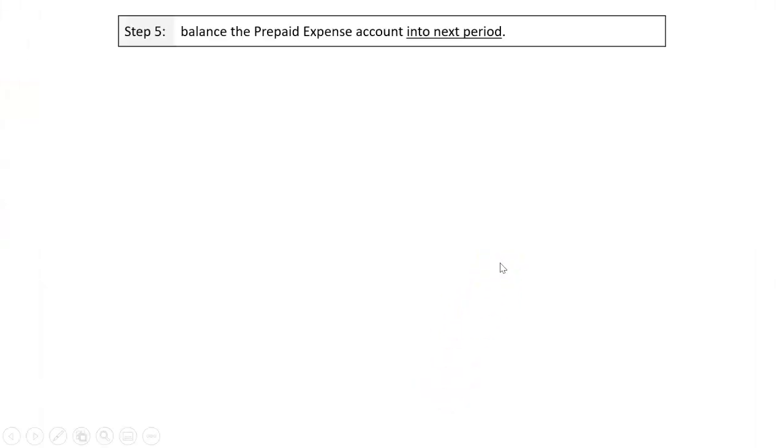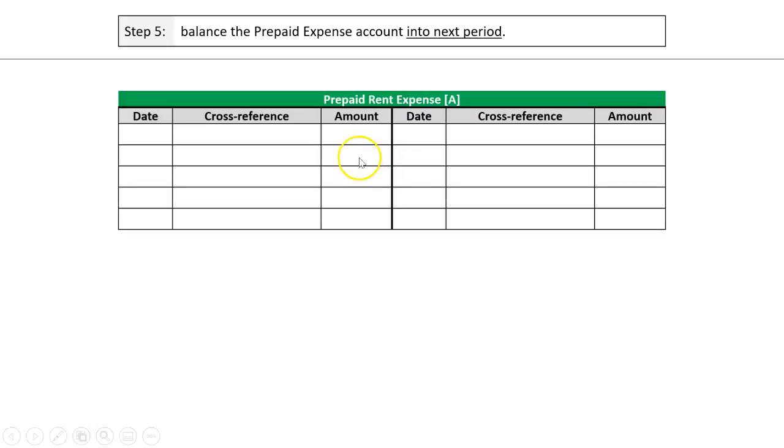Last step, maybe I have to balance the prepaid expense account in the next period. What does that mean? It means it's actually an asset. It says expense, but it's an asset. And if we remember our earlier topic, all the assets, liabilities, and what are known as equities, must be balanced in the next period. So let's just take this.